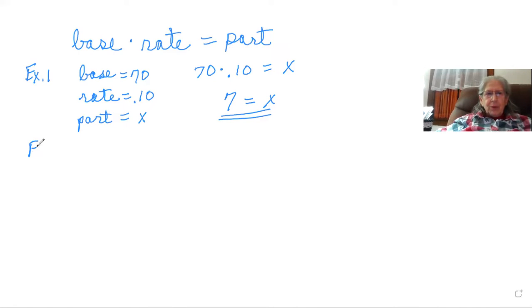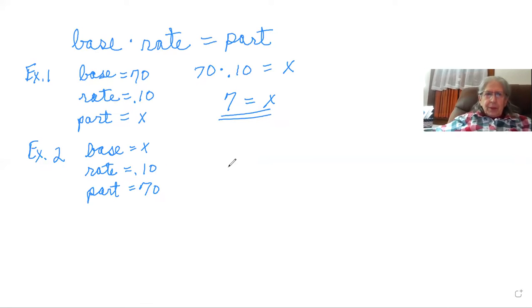Now let's go to example 2. The base is X. The rate is 0.10. And the part is 70. So we stick them all in the main formula here. X times 0.10 equals 70.